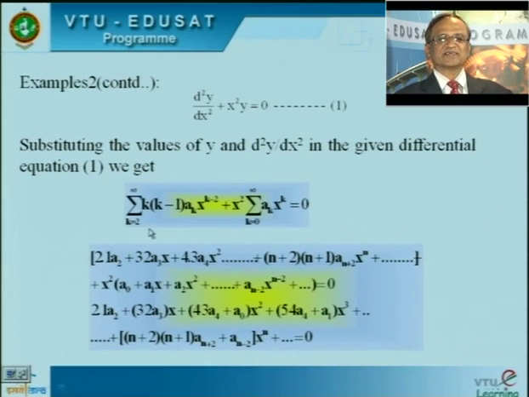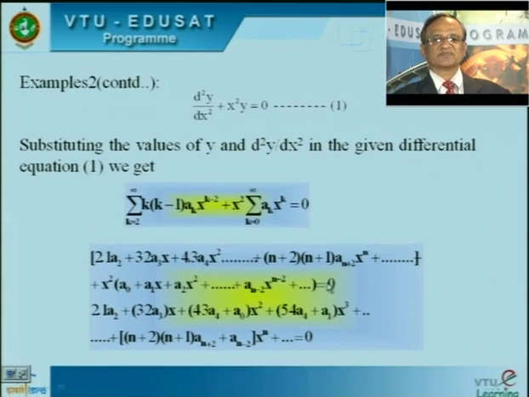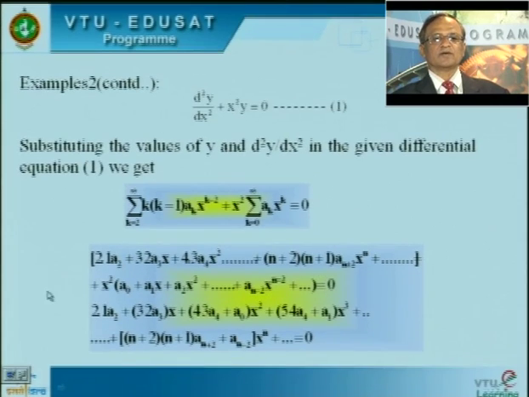So, when we replace k by 2, I hope you will get 2 into 1 into a2 plus 3 into 2 into a3 x plus 4 into 3 into a4 x square, and so on, plus n plus 2 into n plus 1 a n plus 2 x to the power n and so on, plus x square. In this case, I can replace k by 0. I hope you will get x square into a naught plus a1 x plus a2 x square and so on. Is it clear? Equal to 0, right.